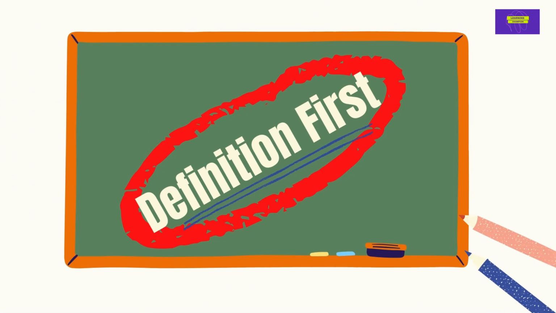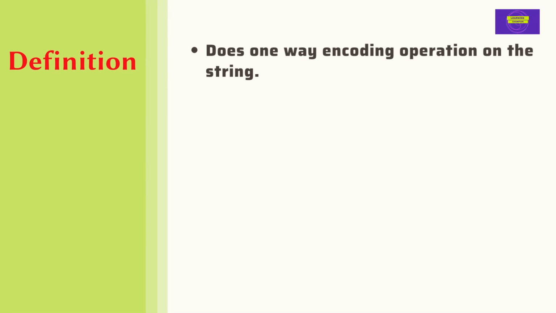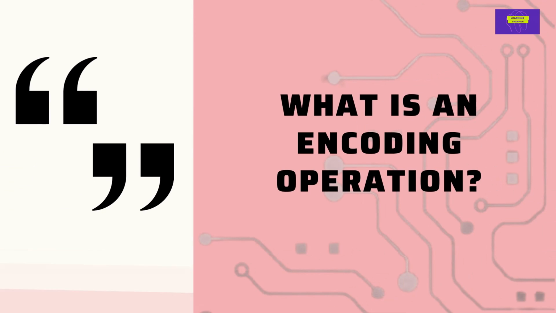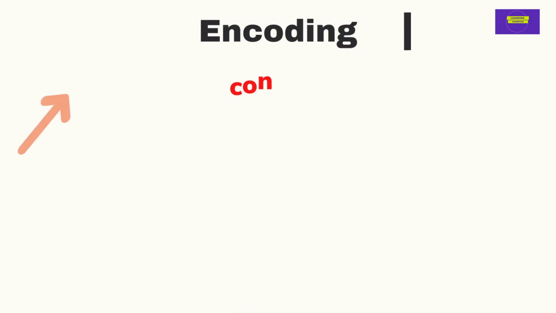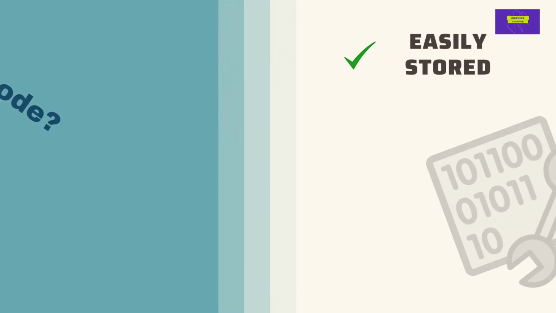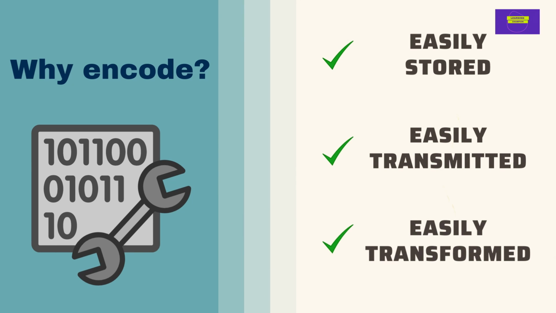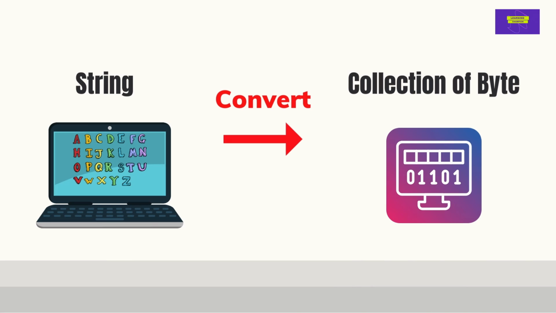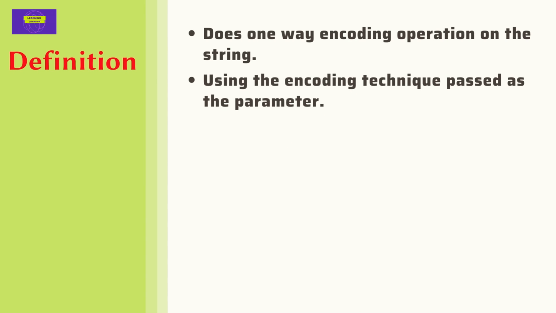Let's start today's video by discussing the definition. This function does a one-way encoding operation on strings. Now, you may ask, what is an encoding operation? In general, encoding is the process of converting a sequence of characters, especially the written characters of human language, into a particular specialized format so that they can be easily stored, transmitted, and transformed using digital computers. In simpler terms, this function converts a string into a collection of bytes using the encoding technique passed as the parameter.